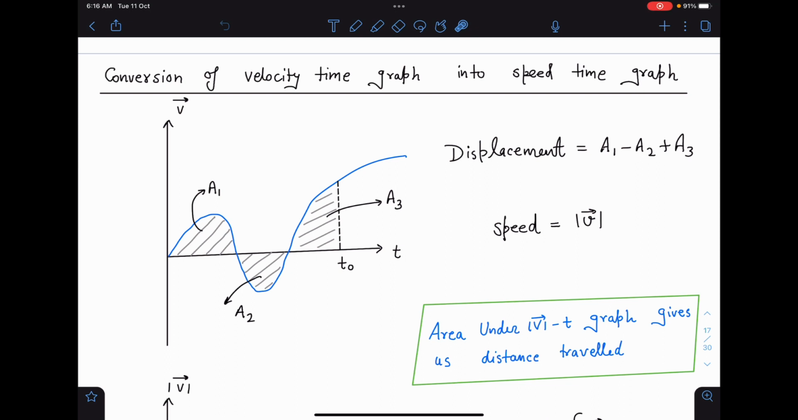Now the conversion of velocity time graph into speed time graph we have to see. So some random graph is given like this, somewhere positive, somewhere negative. You can see the first area is A1. Basically this will tell us displacement. Then it is negative, and velocity wise, first velocity is positive. So in this zone the particle is just moving in the positive x-axis.